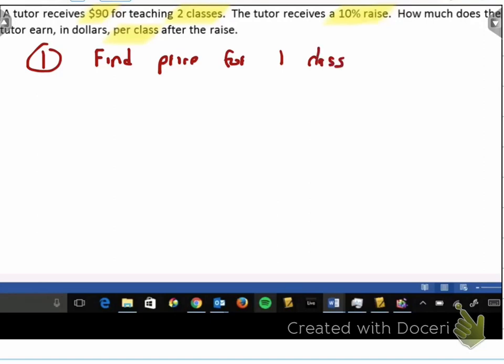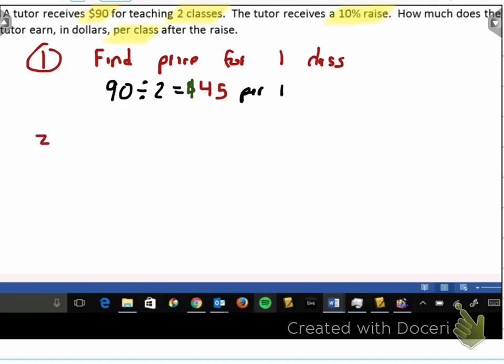So that would be by doing this. 90 divided by 2. Right? If it's 90 for 2, we just do that. So my price will be $45. Not bad. That's about what you earn. So that's for one. $45 for one class. Okay? So now, step 2.